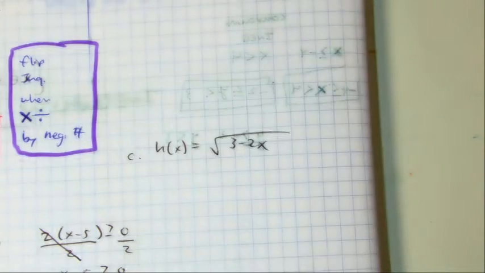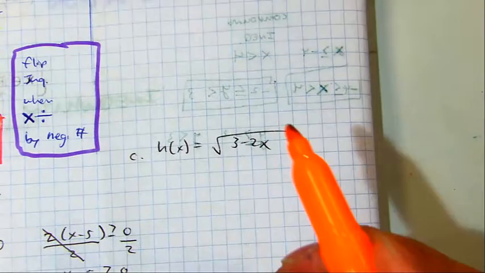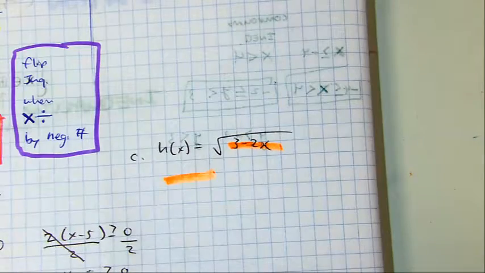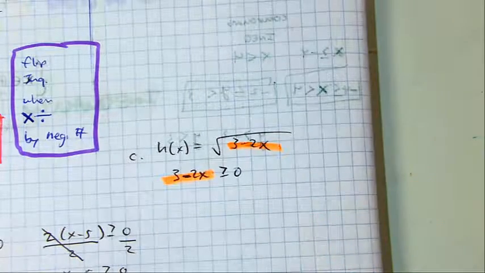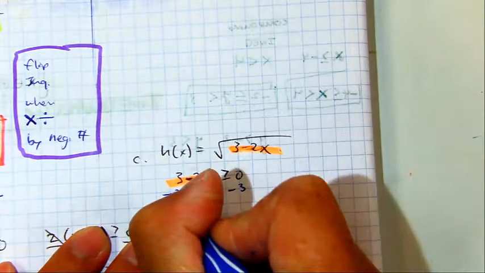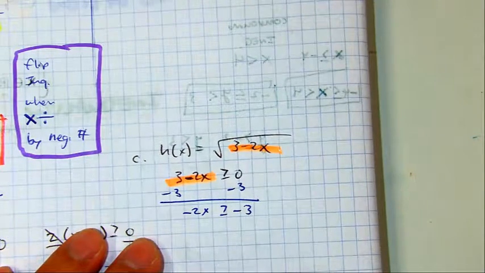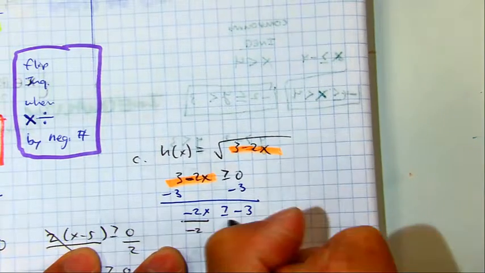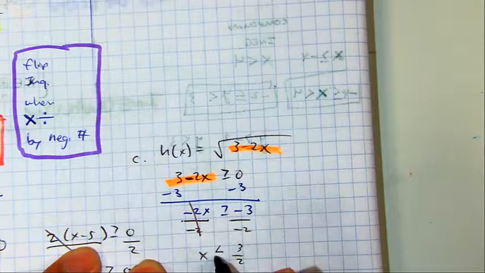Be what, greater than or equal to 0? The radicand. What is that called? 3 minus 2x greater than or equal to 0. Okay, what do you do? Negative 2x greater than or equal to negative 3. Now what? Divided by negative 2x. Flip the inequality. X is less than or equal to 3/2. Raise your hand if you got that.